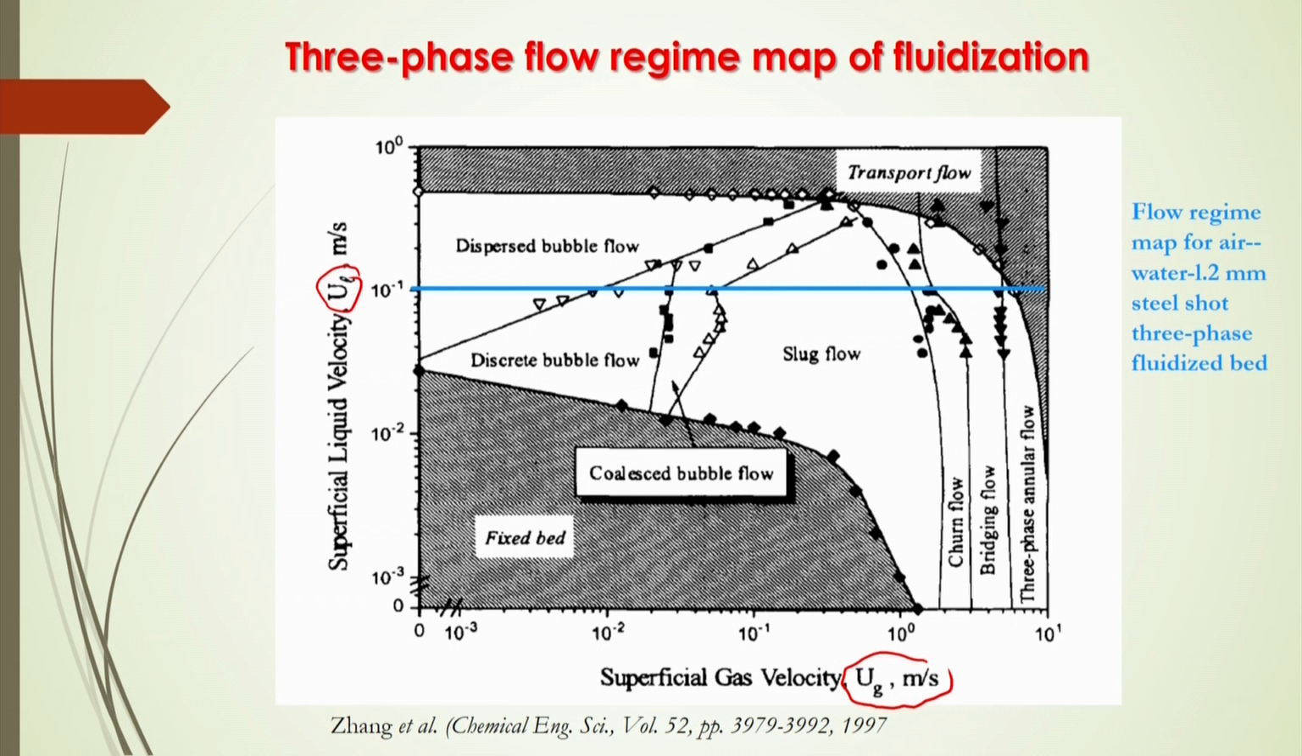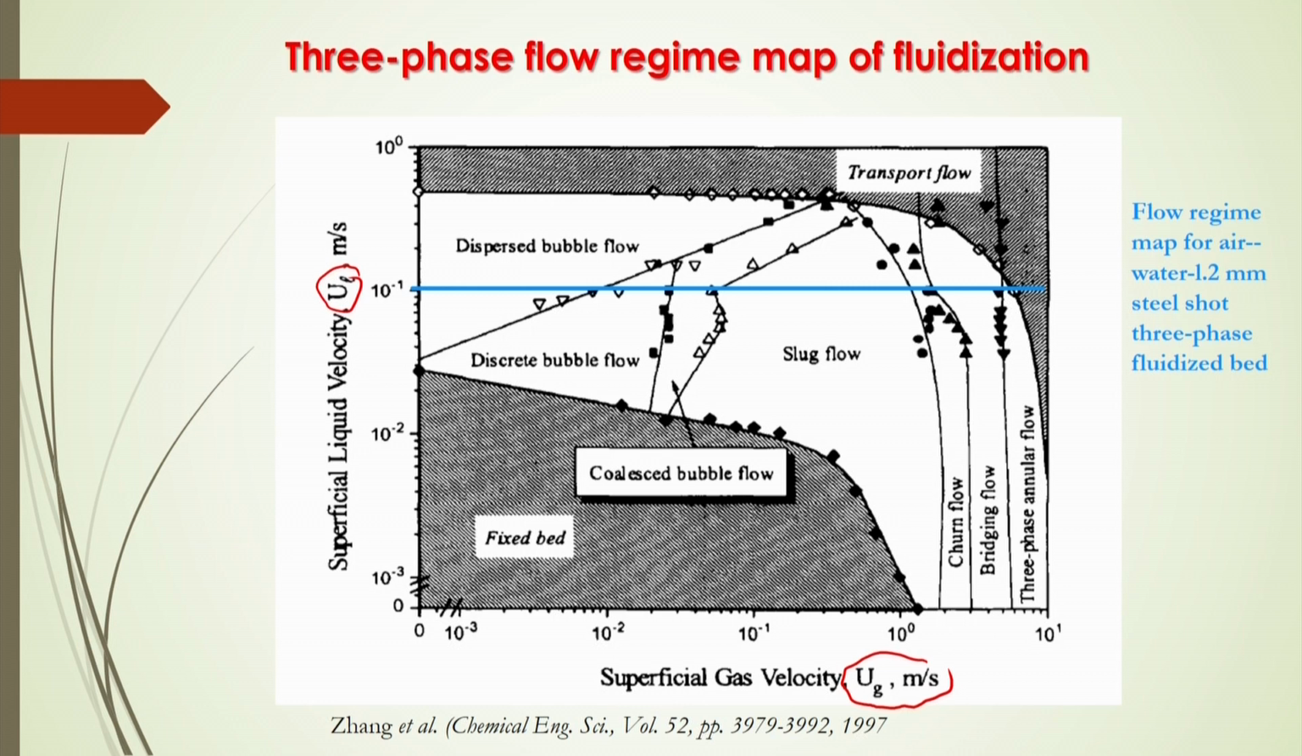Now, this flow regime map will actually tell you what the dispersed bubble flow should be for a certain gas velocity, and when you can expect it or when you cannot expect it, and what the transition should be from one flow regime to another flow regime.